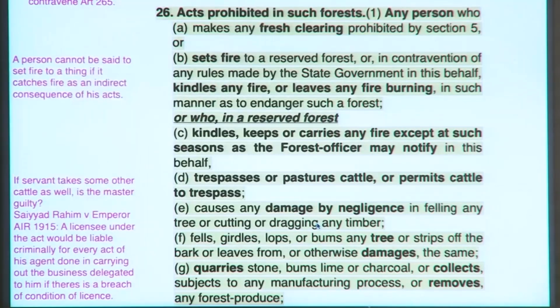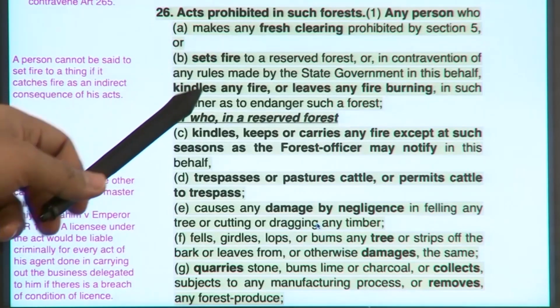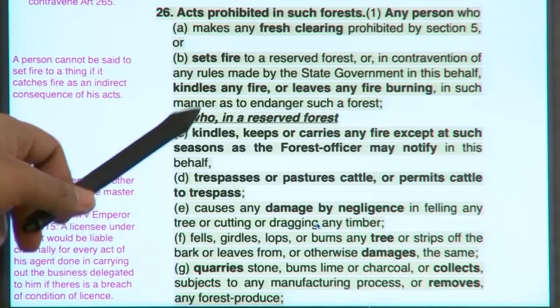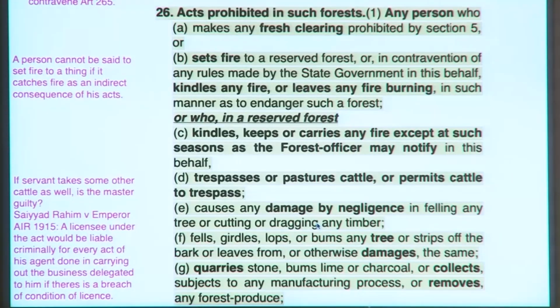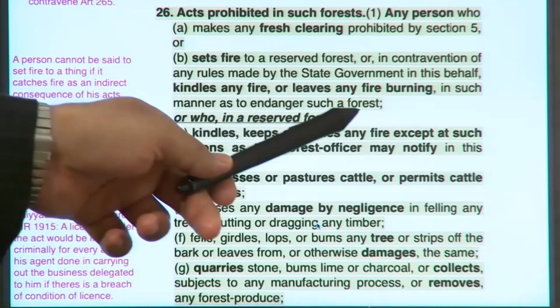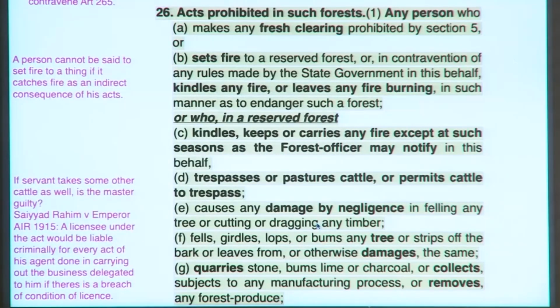Making of a fresh clearing is prohibited, setting of a fire is prohibited, kindling of any fire, leaving any fire burning is prohibited, or who in a reserve forest kindles, keeps or carries any fire except at such seasons as the forest officer may notify. So, now in the case of a reserve forest, people may not even keep or carry any fire, which means that if you are entering into these reserve forests, you have to be extra careful, because these are now reserved.